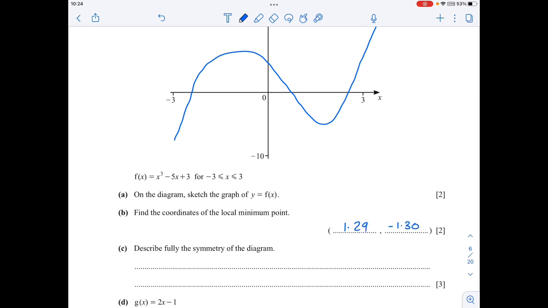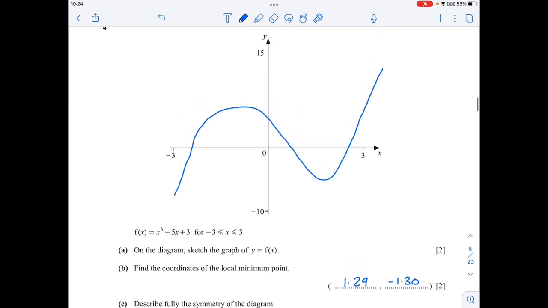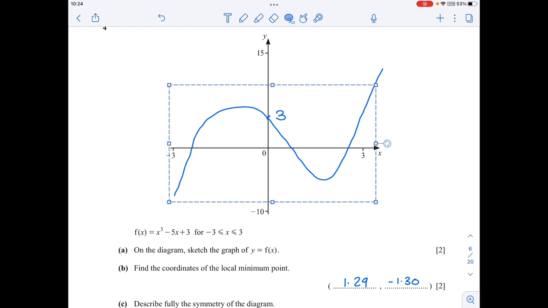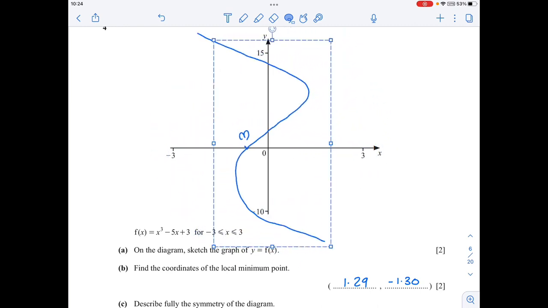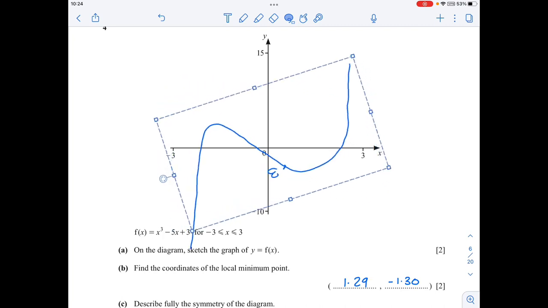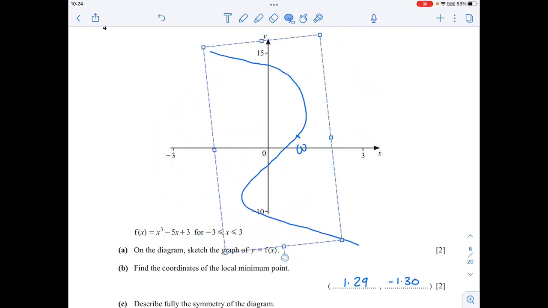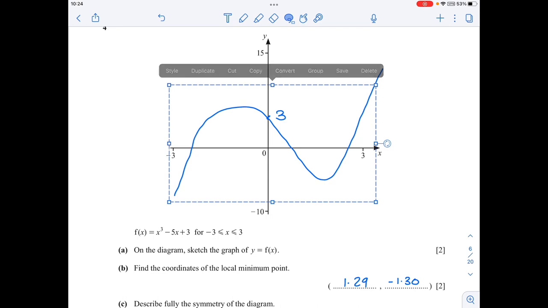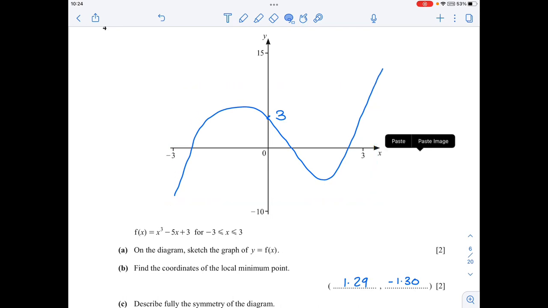Describe fully the symmetry of the diagram. So this point is going to be 3. Then when I rotate it 90 degrees, it doesn't look the same. When I rotate it 180 degrees, it almost looks the same. And at 270, it's not the same. And 360, it looks the same. So therefore, it is rotation.